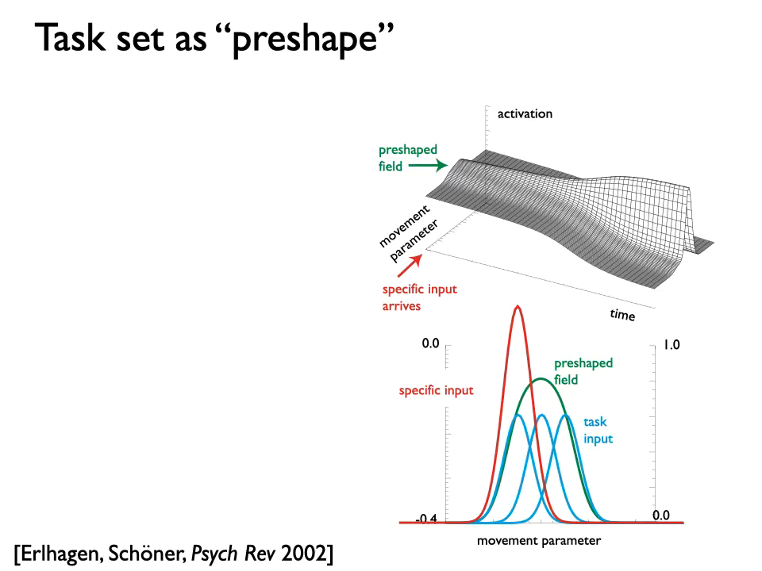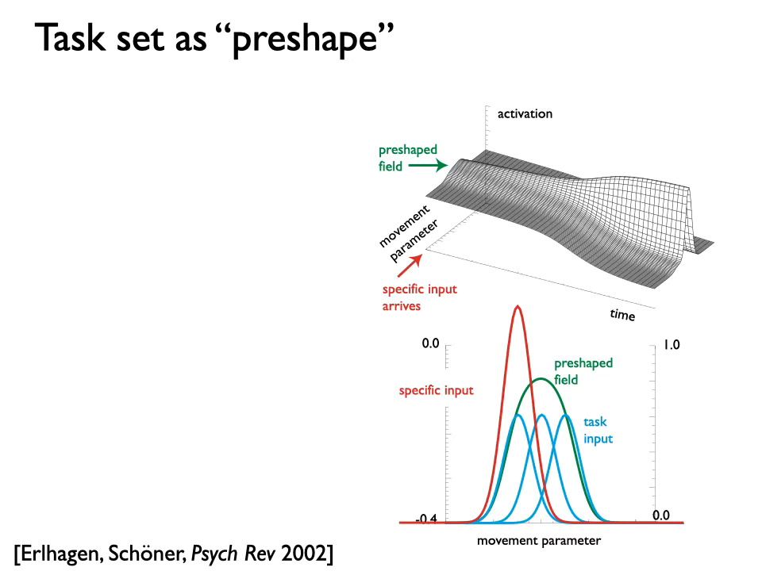So here's an example of how that would be accounted for in the field, where you would have at some point a specific input, an imperative input that might be, for instance, this red line, an input over a dimension that will be localized over the movement parameter, let's say, that you really have to perform, or that specifies the movement that you're going to make.